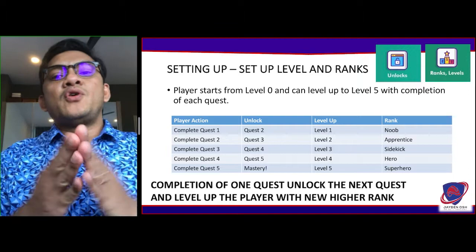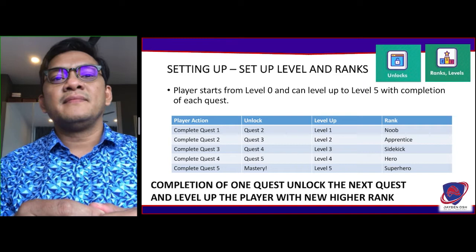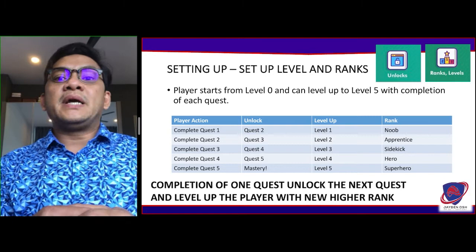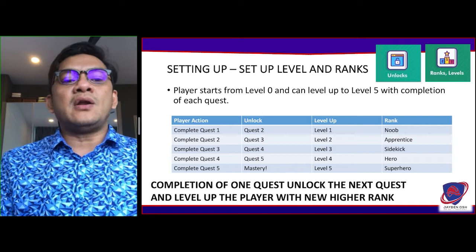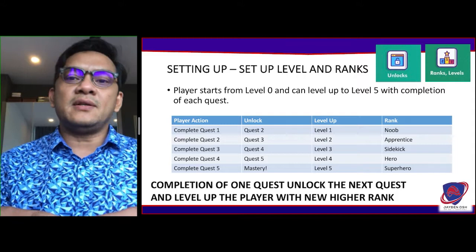Now you have mission story, you have quests. Another thing that you have to set up is the level and ranks. So this is something that can further excite the player, because they now have the ability to become or get a higher level. If you are a soldier, for example, you start off with private, it always motivates them to go for a higher rank, to achieve a higher rank, because that is a symbol of status.